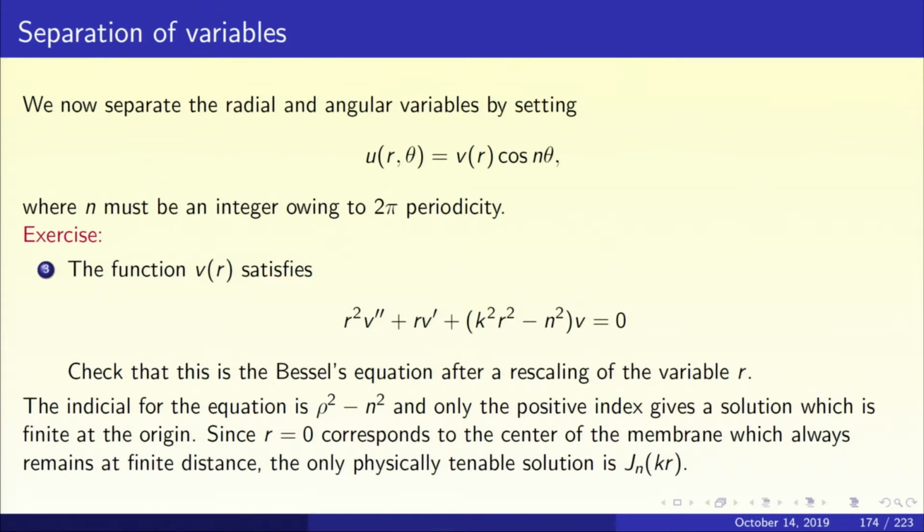So, what is the indicial equation for the Bessel's equation? It is rho squared minus n squared, and only the positive index will give you a solution which is relevant. Because the Bessel's equation has solutions x to the power rho times a power series, x to the power minus rho times a power series, where rho squared equal to n squared or rho equal to plus or minus n. Since both rho and minus rho appear, we can assume rho is positive. So, it is going to be x to the power n times a power series, x to the power minus n times a power series.